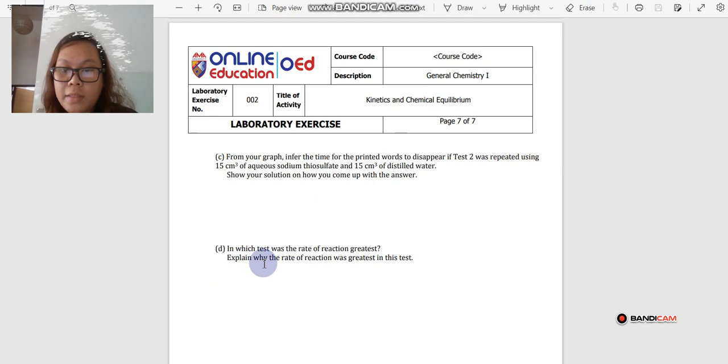D. In which test was the rate of reaction greatest? Explain why the rate of reaction was greatest in this test. Test 1 has the greatest rate of reaction because as we increase the volume of aqueous sodium thiosulfate, the time for printed words to disappear decreases. Therefore, the greater the volume of aqueous sodium thiosulfate, the faster the reaction it creates. That's all. Thank you for watching.